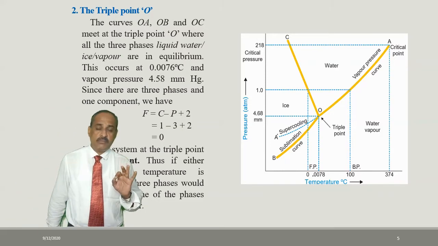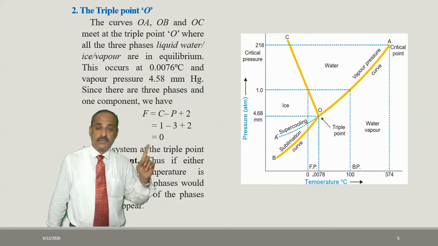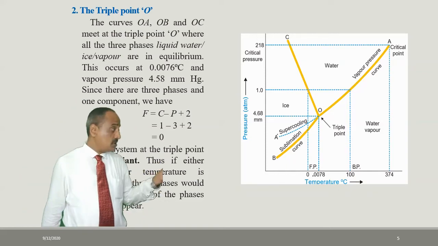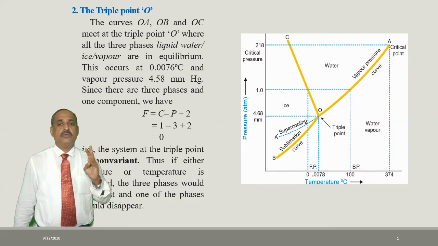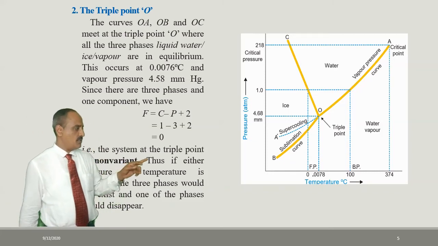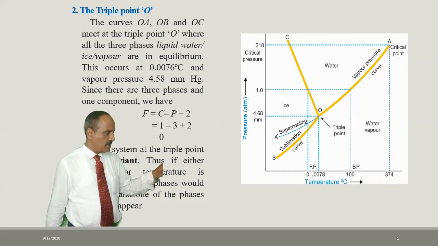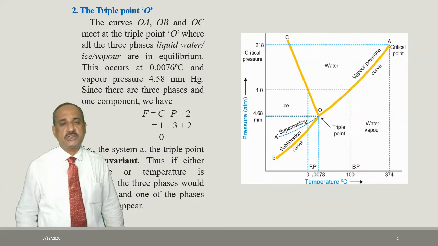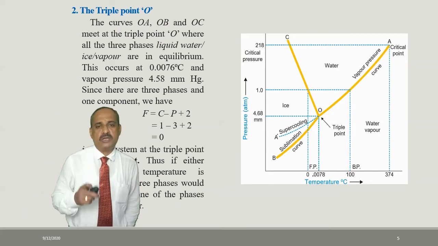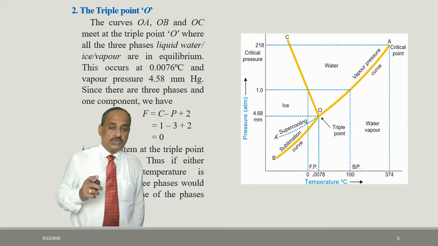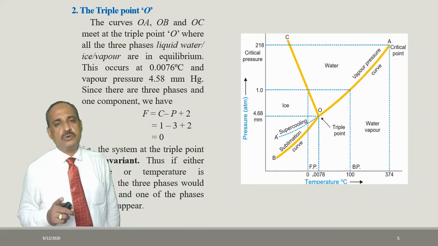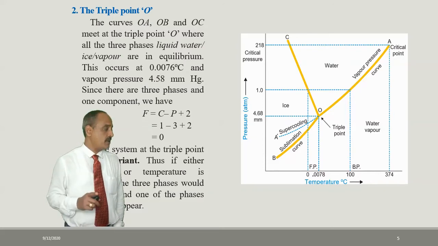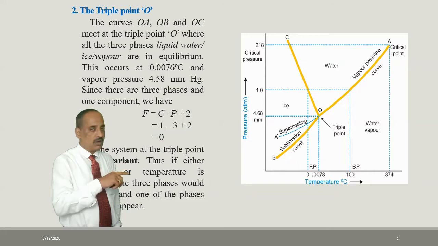See here, the water system consists of three different phases. At this triple point O, you can get liquid water, you can get ice, and you can get vapor also. So, this is a very important point where all the three phases are in equilibrium, and this point occurs at 0.0076 degree centigrade and at a pressure of 4.58 mm of Hg. So, this is a very typical point, observed at 4.58 mm of Hg pressure and 0.0076 degree centigrade temperature, and all the three phases are in equilibrium.